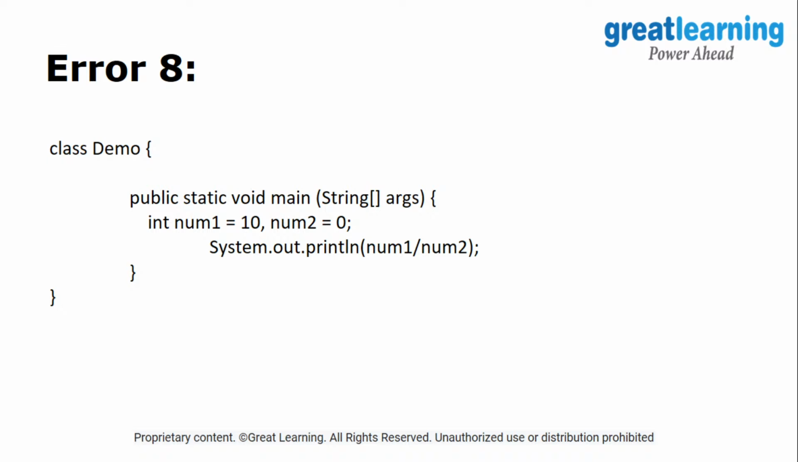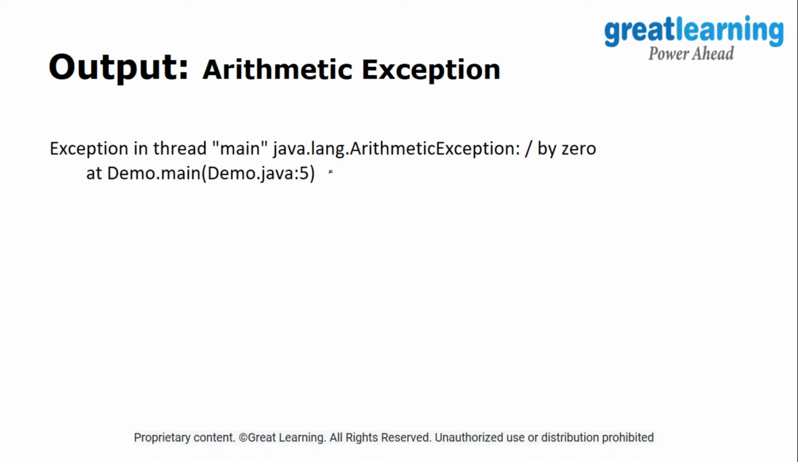What will be the error in this? Obviously, now in this scenario, what is happening? You're trying to divide 10 by 0. Now anything divided by 0 is what? Undefined, and in this case you will get an arithmetic exception, that is division by 0.